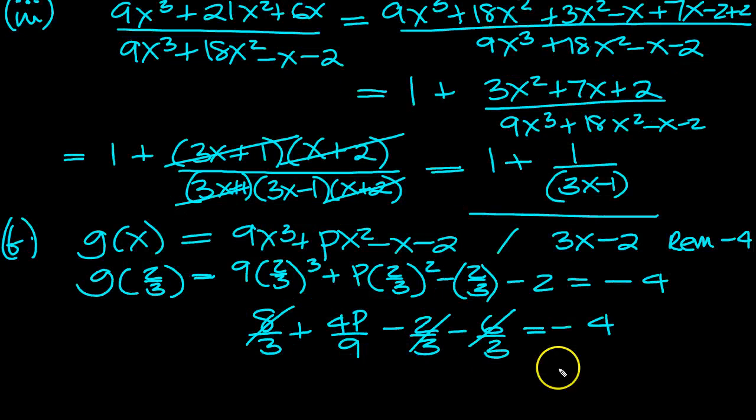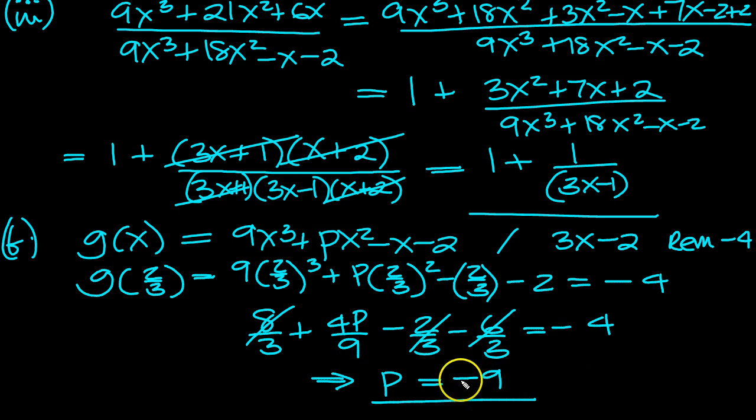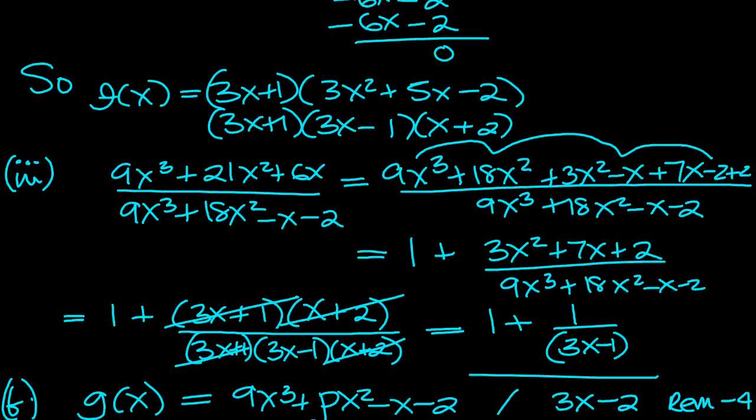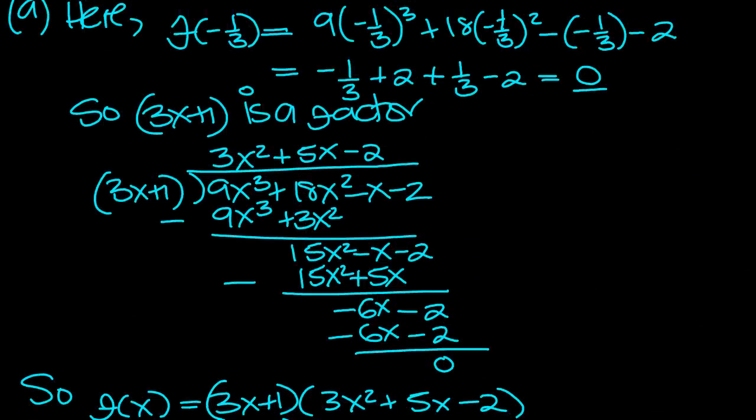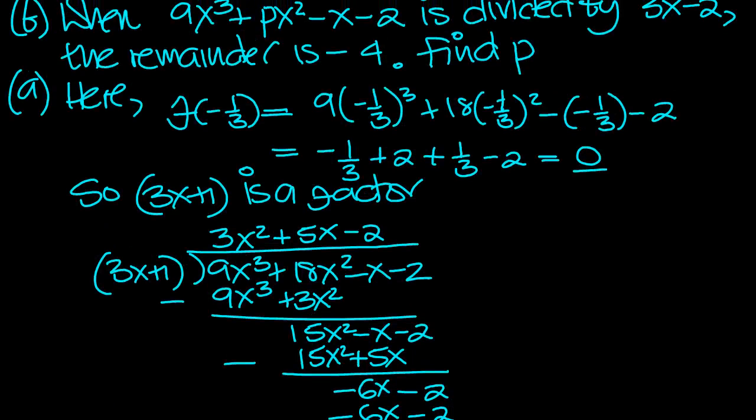And we can simply write down p. p is equal to, the minus stays as is, minus 9. And the 4s cancel, so p is minus 9. And that's part B. Let's just have a quick check. Find p. So that's the question completed then.